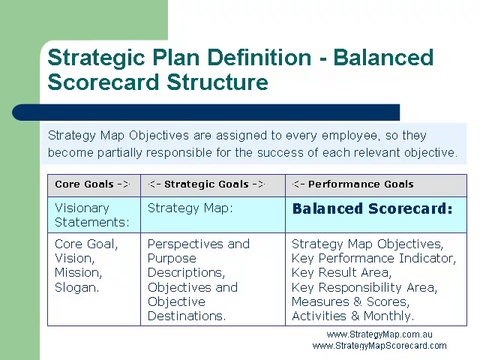The Balanced Scorecard is the third section of the strategic plan design. It is where the strategy map objectives are assigned to every employee in a way that they become partially responsible for the success of each chosen objective. Whenever an objective is selected for a person, a responsibility is defined, and also a measurement method and score are attached.